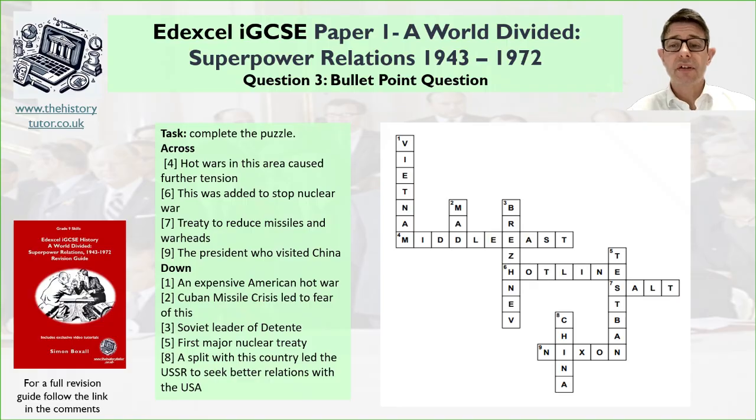6 across. This was added to stop nuclear war. So this is after the Cuban Missile Crisis. We've got the hotline being added. So we've got the brinkmanship of the Cuban Missile Crisis. And one of those first baby steps, those first steps towards the Detente, was the hotline.